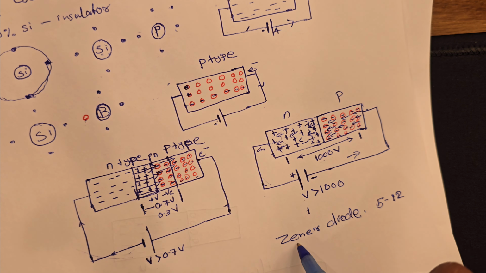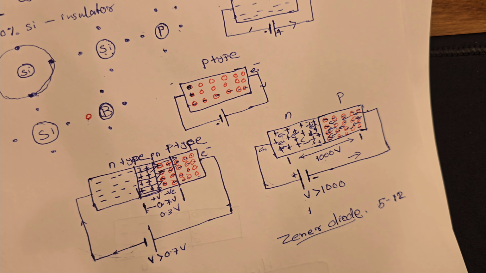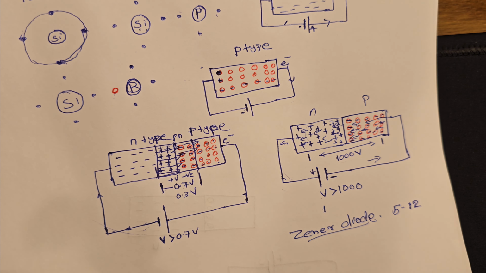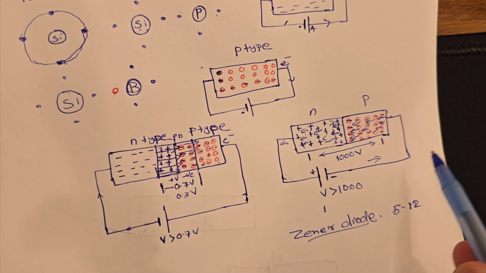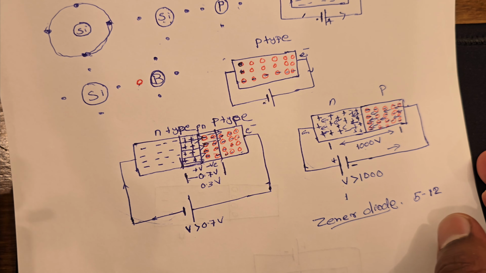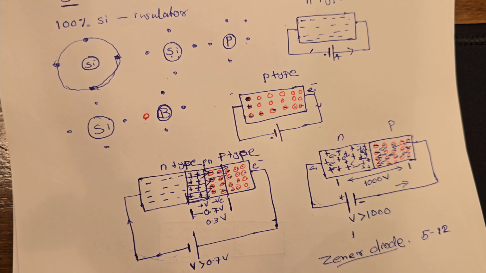So we will talk about Zener diodes in another video, but this is how forward biasing and reverse biasing and how a PN junction diode works. We talked about the depletion region and the barrier voltage and everything. I hope you learned something from this video and it wasn't too difficult to understand.